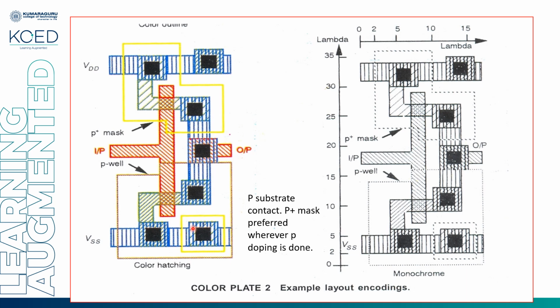So that substrate has to be indicated by P plus mask because it is of P type. In case of NMOS, you will be connecting the source, and the substrate will be tied to the ground.